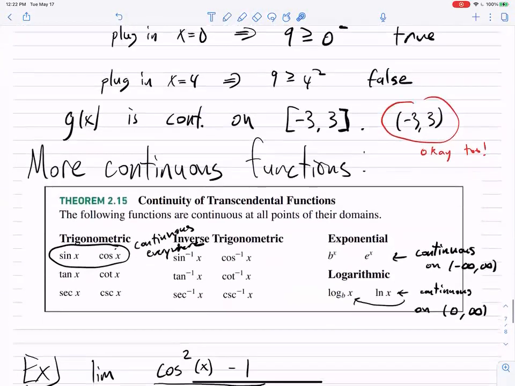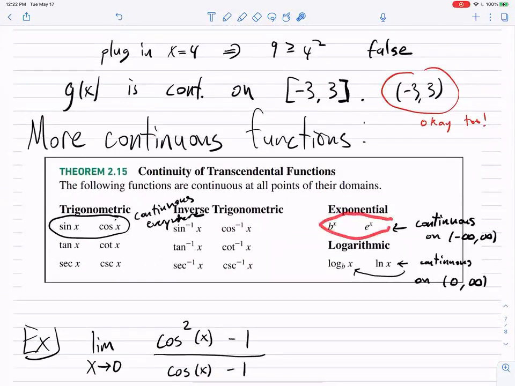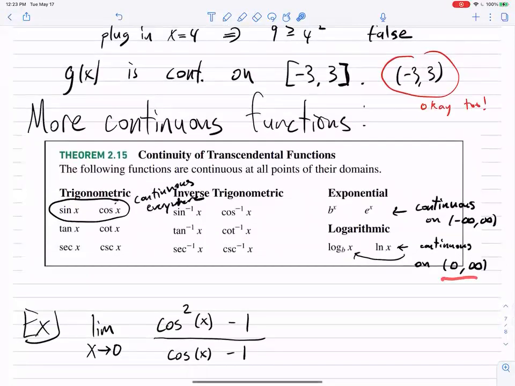And so, more continuous functions. The transcendental functions are continuous wherever their domain exists. In particular, all the trigonometric functions are continuous everywhere they're defined. So in particular, sine and cosine are continuous everywhere. The inverse trig functions are continuous on their domain. The exponential functions are continuous on their domains. And the log functions are continuous on their domains, which, remember, don't include 0, so on positive numbers.